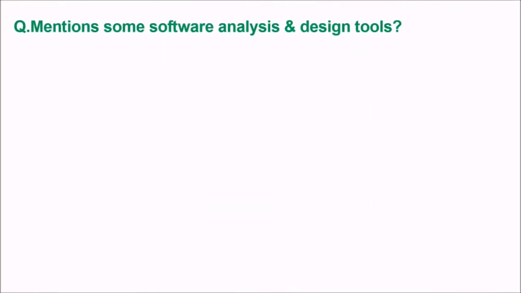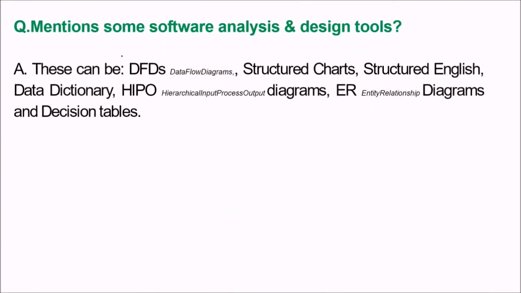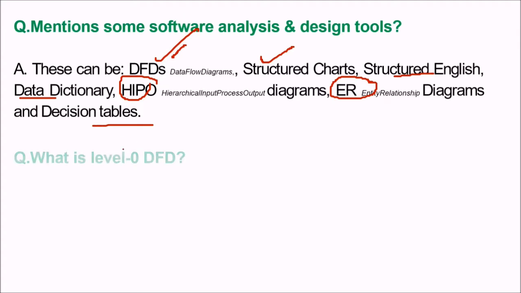Next is, mention some software analysis and design tools. You have DFDs. First you make the DFDs, then you make a structured chart. You also have structured English, data dictionary, hierarchical input process output (HIPO) diagrams, ER diagrams, and decision tables. These are all software analysis and design tools.